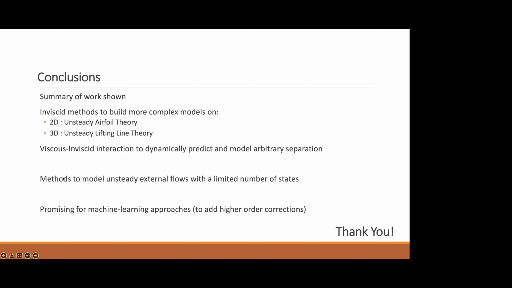These methods give us a way to model unsteady external flow with a very limited number of states. In all the cases and examples that I showed earlier, the number of states is never more than a few hundred. So it's a very compact system in terms of the number of states, which in turn is very promising for machine learning applications and so on. Because we only have a small number of states, we can pose it as a state space problem and use the machine learning methods available in the literature to improve the results and to add higher order corrections. Okay, so that's my talk.